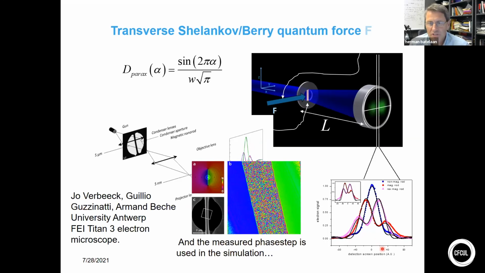What we saw, here's the observation. So we scan here along the direction, and we see, depending on how strong the current is in the solenoid or the magnetization of the material, that we get an asymmetric pattern. So an average deflection to the right or the left. This was the predicted Shelankov-Berry quantum force.